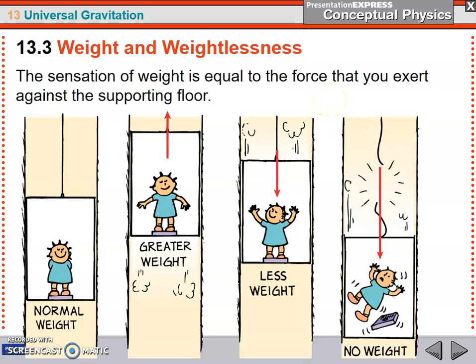The sensation of weight is equal to the force that you exert against the supporting floor. So there's your normal weight. You feel a greater weight when you're being accelerated up. You feel less weight when you're being accelerated down. And if they cut the cord and you fall so that the box is falling at the speed of gravity, then you have no weight.